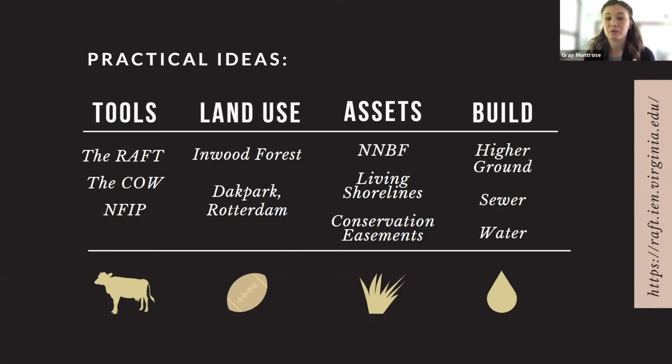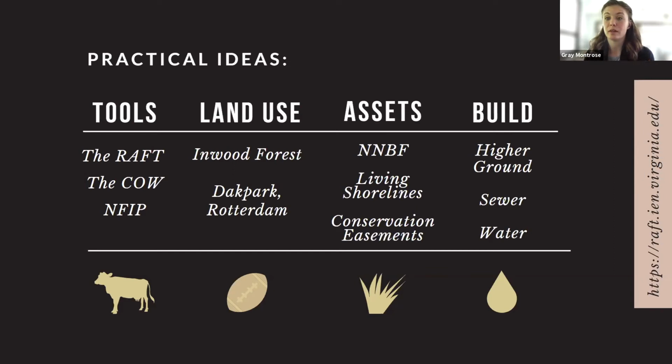Land use, there's a couple of cool examples that we can quickly cover, but you can always go look up more. We're thinking about Inwood Forest as a project in Houston, the DAC Park in Rotterdam, one of my favorites. Thinking about assets, we're talking about natural and nature-based features, where we're going to use an integrated approach to combine things we already have with things we can build to protect our shorelines. We're thinking about living shorelines. This is new technology to help stabilize a shoreline. Conservation easements, protecting land.